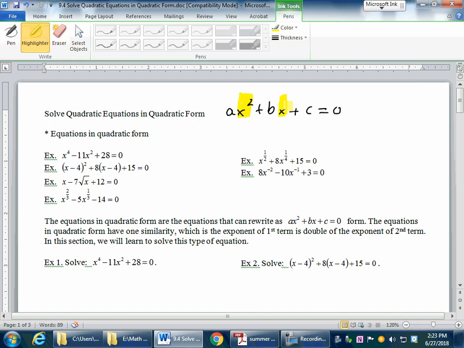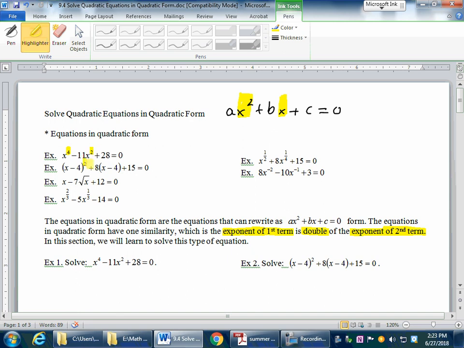So right here, this is what we check. After you rewrite it into descending power, the exponent of the first term is double the exponent of the second term. If that's the case, then we know that the equation is quadratic in form. So take a look at the first example. The exponent of the first term is 4. The exponent of the second term is 2. So isn't the exponent of the first term double that of the second term?